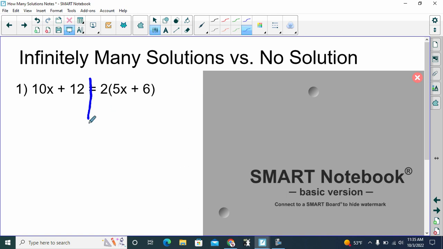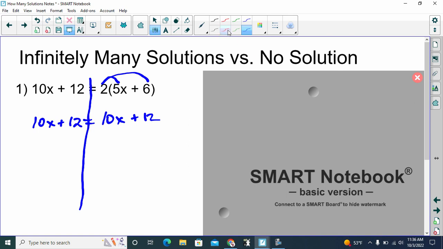So here's my equal sign right here. Looks like I've got a number in front of the parentheses. So we are going to use the distributive property to do 2 times 5x and 2 times 6. And at this point, we usually combine like terms. If I check my right side, I don't have any like terms. My left side has no like terms.